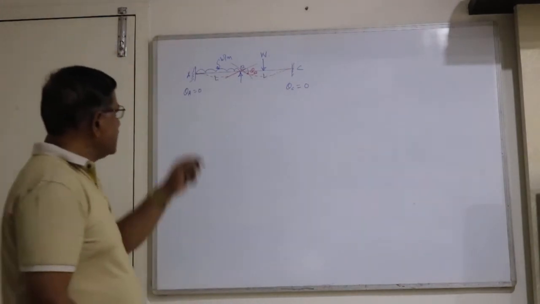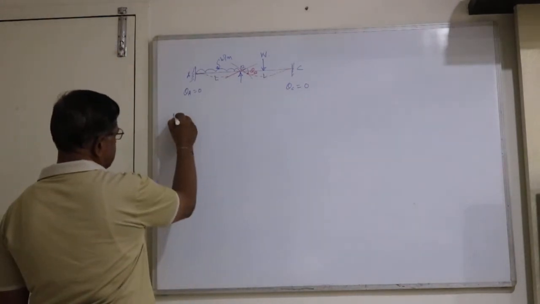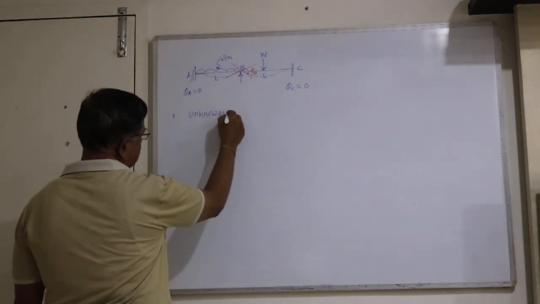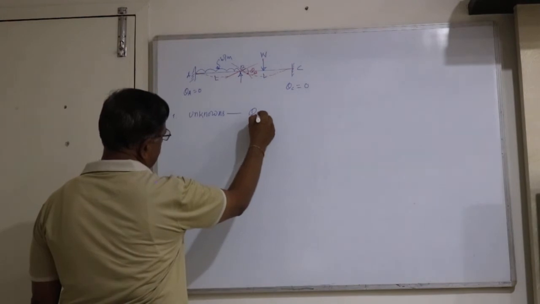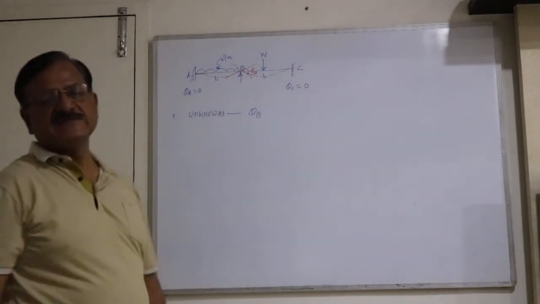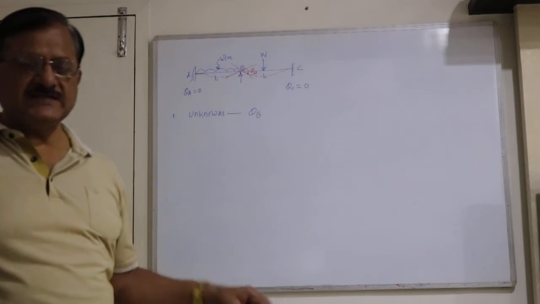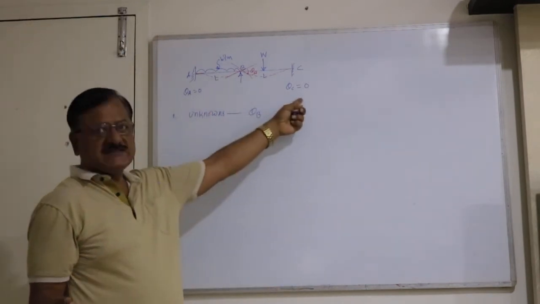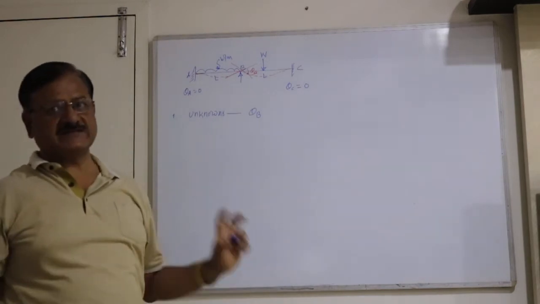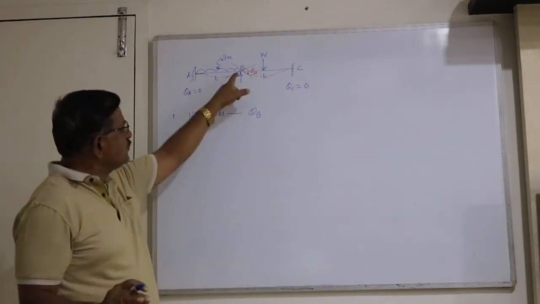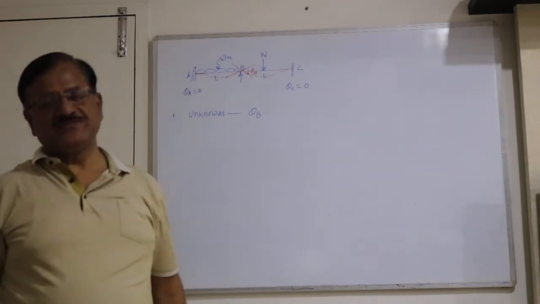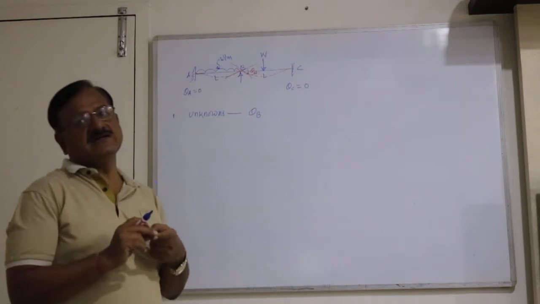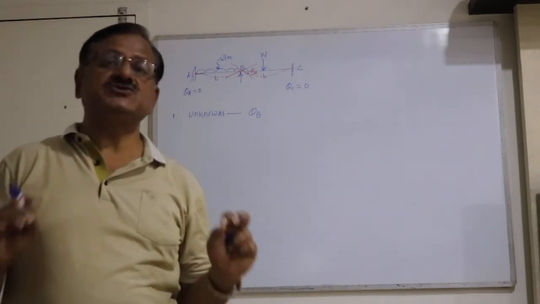Now, the first step here is identify unknowns. So here, only one unknown, theta B. Theta A is 0, theta C is 0 because A and C both are fixed, and there is no question of delta, sinking of support. Now the unknown is only theta B. To find out this unknown, the joint equilibrium equation is to be used.